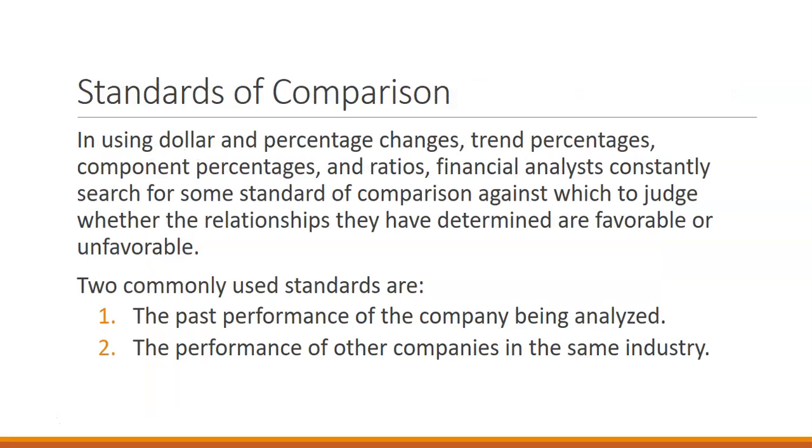When we're looking at those dollar and percentage changes, any trend percentages, and our other financial statement analysis, we want to be looking for standards that we can compare against. So usually what we compare against is the past performance of the company and performance of companies in the same industry. So we want to compare other companies in the same industry. So if we're looking at a restaurant's financial statements, we would want to compare them against their own history, and then we would want to look at other restaurants in comparison to them.